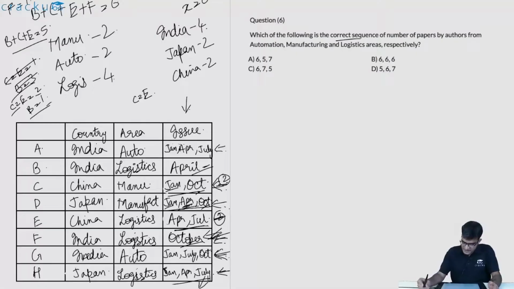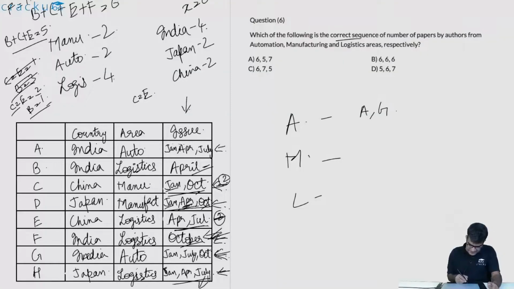Which of the following is the correct sequence of the number of papers by authors from automation, manufacturing and logistics? Automation is A and G, so this has to be a total of 6. Manufacturing is C and D. So this has to be a total of 5. 6 plus 5 is 11. This would imply that the remaining 7 papers are from logistics.